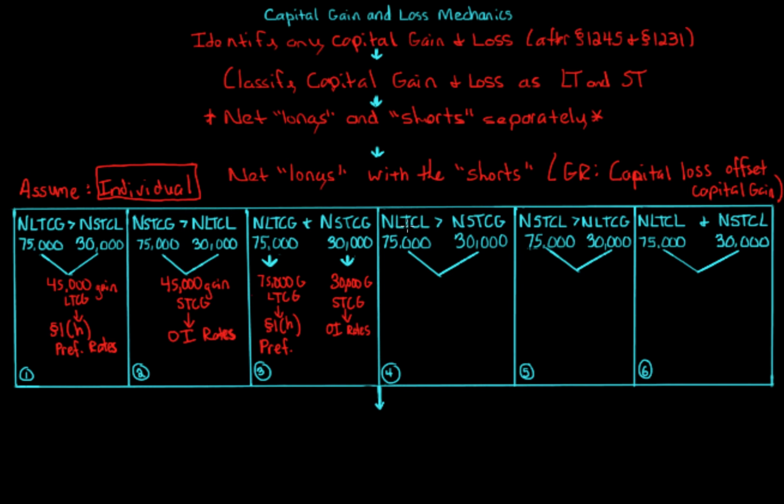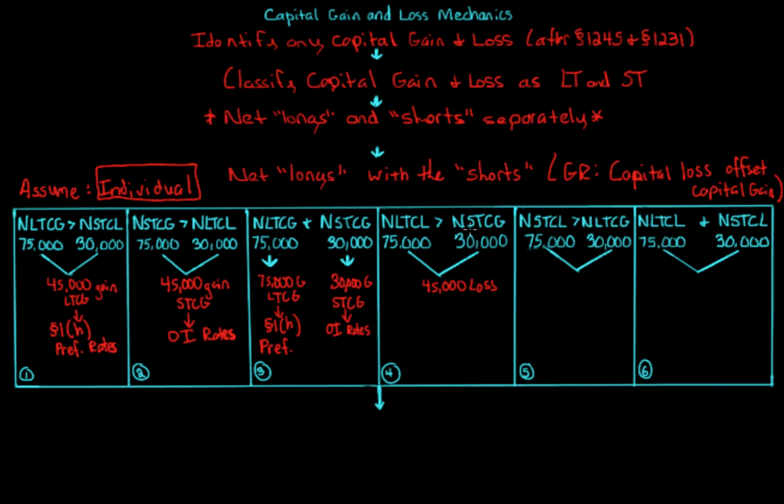Well, when we have a net long-term capital loss that's greater than net short-term capital gain, we subtract and we get $45,000, but it's not a gain anymore, it's a loss. Because the greater number is a loss, so we offset by the gain, and now we have a $45,000 loss because the loss is greater.